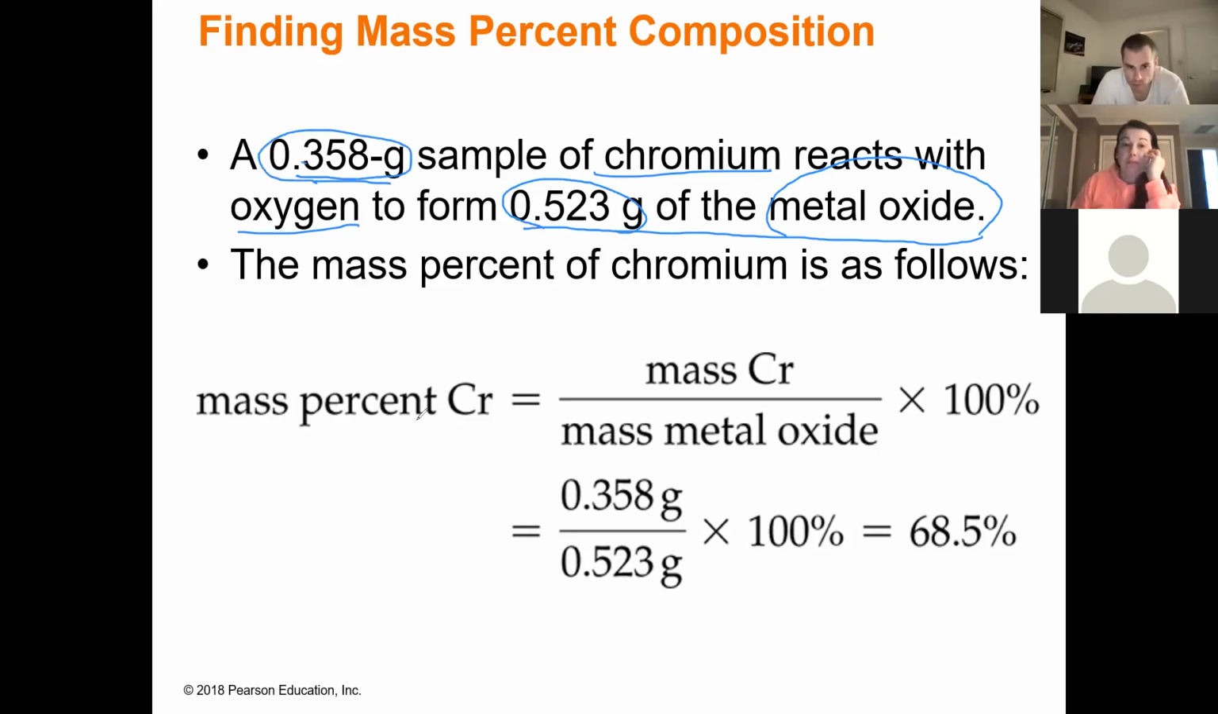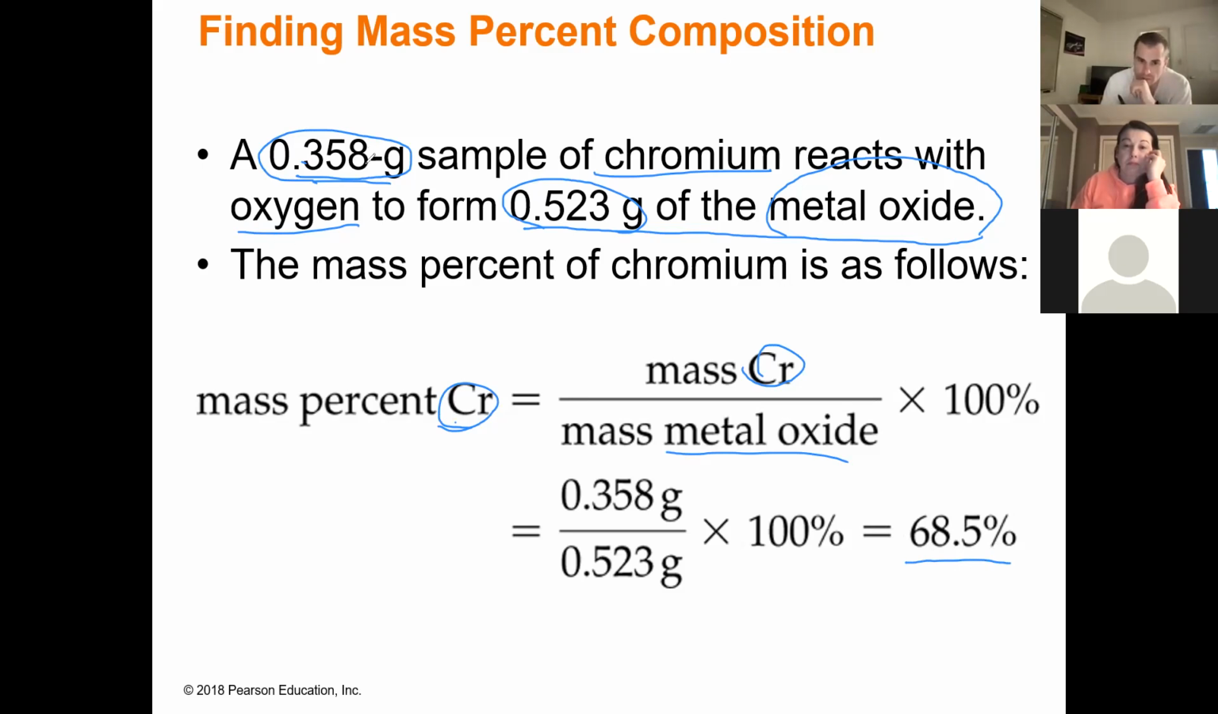So if I want to find the mass percent of chromium, I need to take the mass of the thing I'm looking for, chromium, and divide it by the total mass. 0.358 grams goes on the top, 0.523 grams goes on the bottom. And then we multiply it by 100. So what we end up getting here is 68.5% of this thing is chromium. The remaining, oh, my math today is so rough, 31.5% would be the oxygen, right? Because the total percentage needs to be 100.